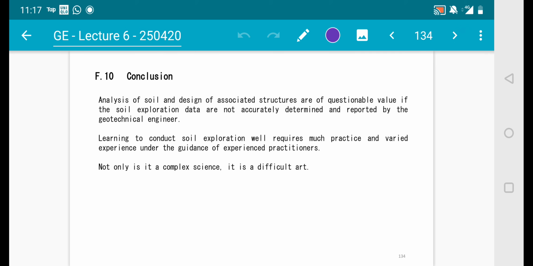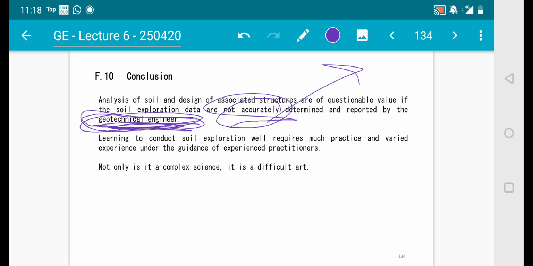Now let's look at the last conclusion. Analysis of soil and design of associated structures are of questionable value if the soil exploration data are not accurately determined and reported by the geotechnical engineer. That's why every single development starts with you as a geotechnical engineer. You need to provide accurate data in order to move on to the development of the structure.